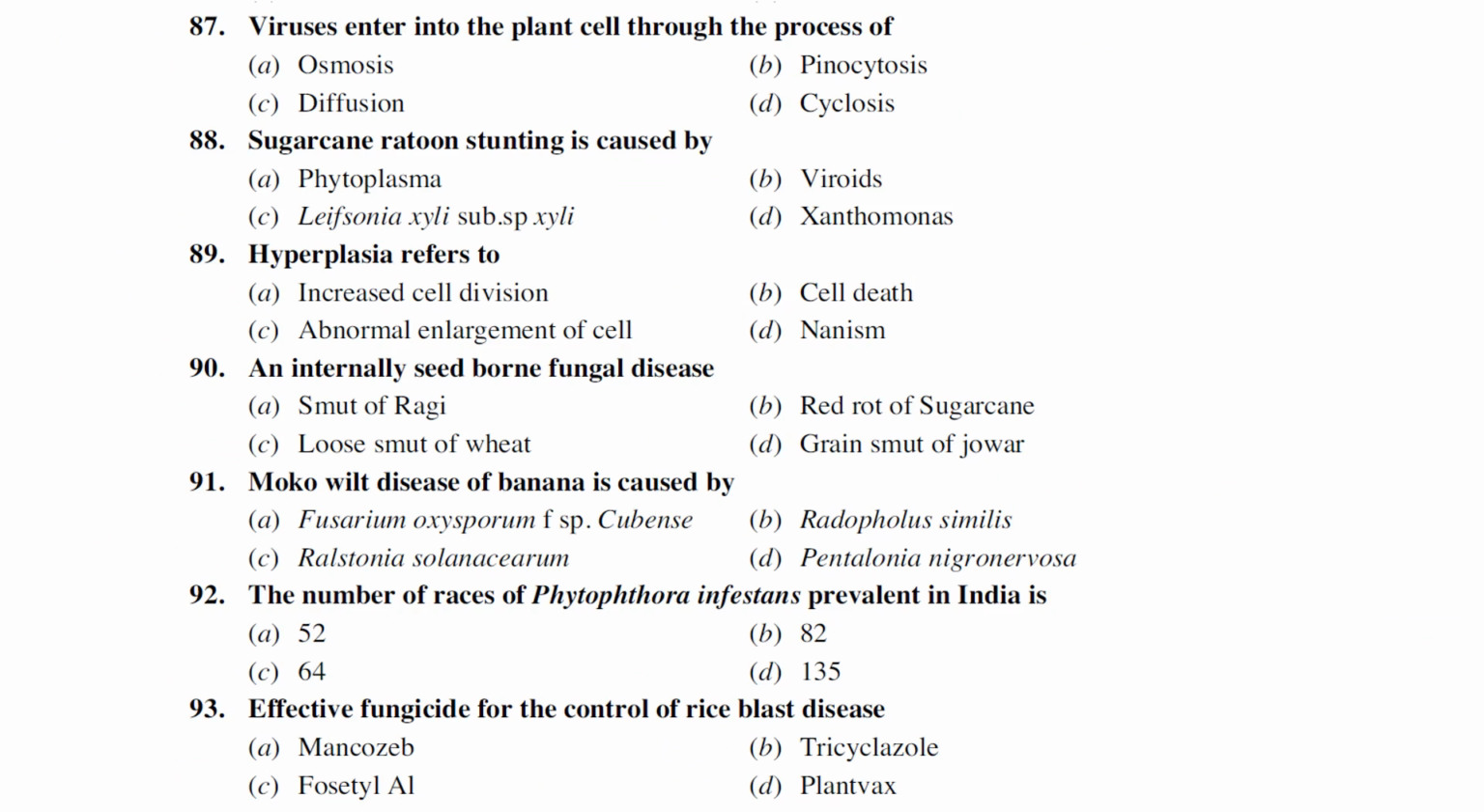Next one is, the virus enters into the plant cells through the process of. So if you see the cell, they just enter through the process of pinocytosis, which means they just absorb into the cell. If you see the videos of virus entry, it is an absorption kind of mechanism, and that process is generally called pinocytosis.